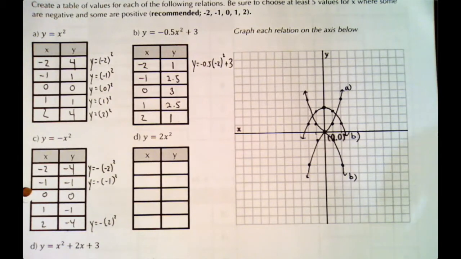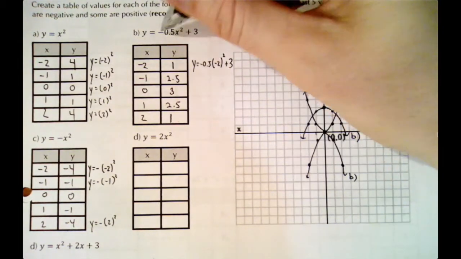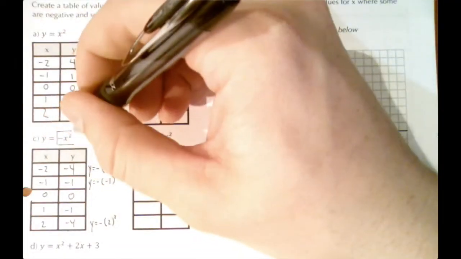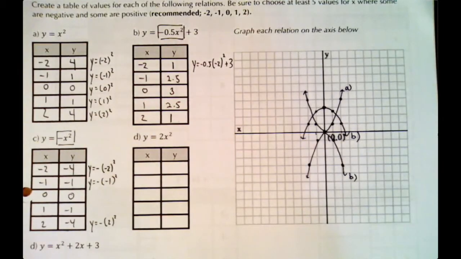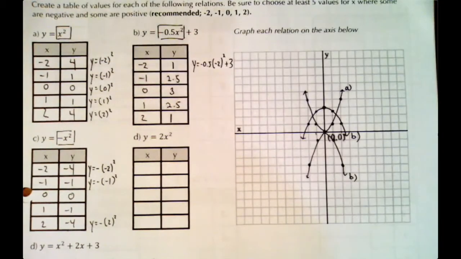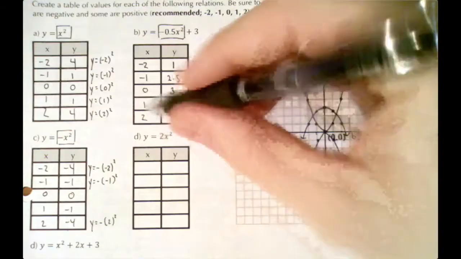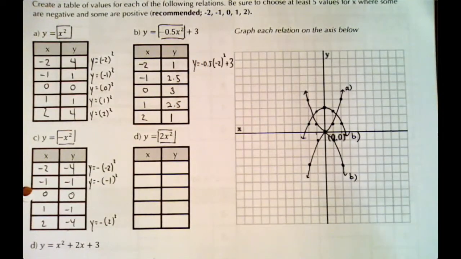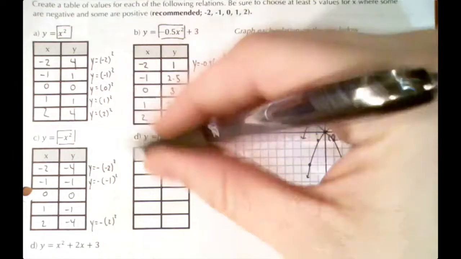So I might be coming up with something here. This one was negative, and it opened down. This one was negative, and it opened down. This one was positive, and it opened up. What do we think D is going to do? 2x squared. Well, that one's positive as well. So we expect something to open up. Let's see if we get it.